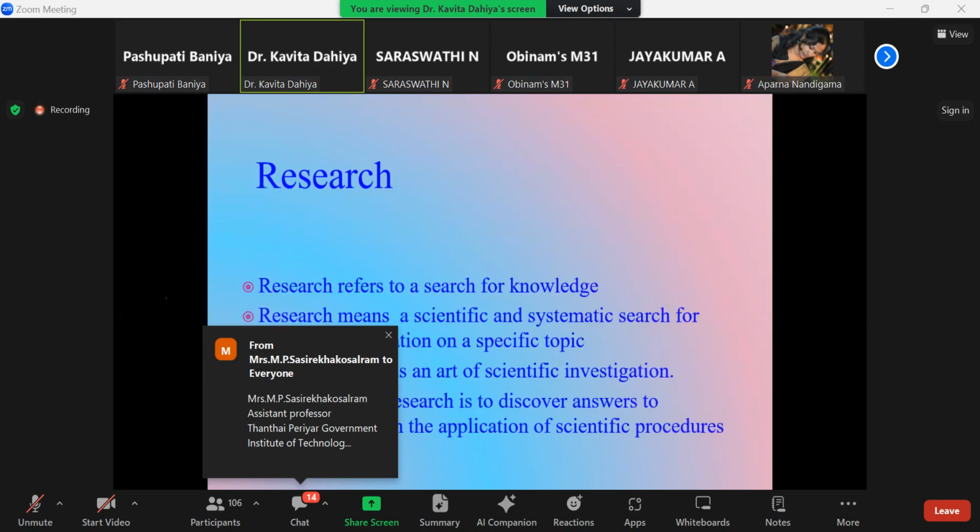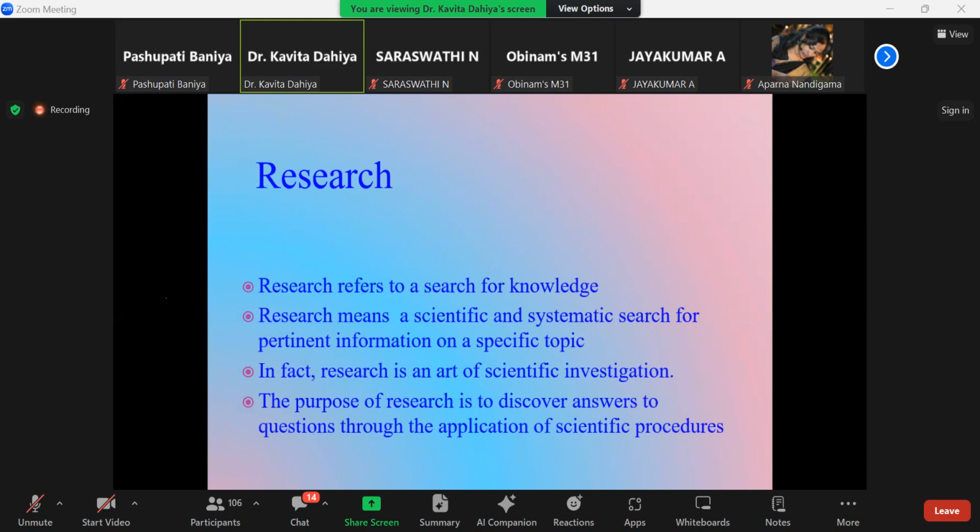So let's start the session with the discussion on the research meaning, where research refers to the search for knowledge. It means you have a few concepts in your mind, but you want to explore them. Research means a scientific and systematic search for pertinent information on a specific topic. It is scientific, where you are supposed to follow steps which are already pre-specified. You cannot skip any step to move ahead.